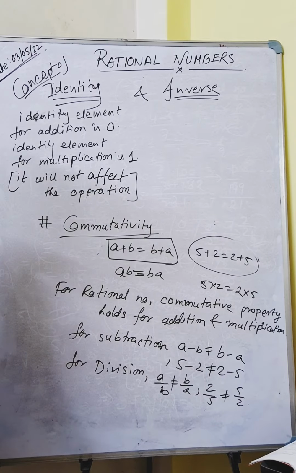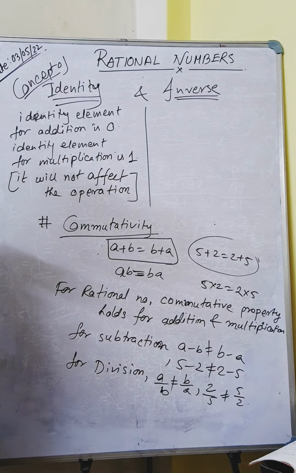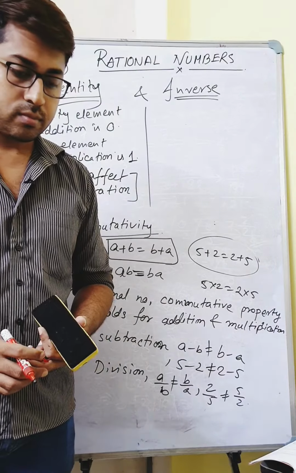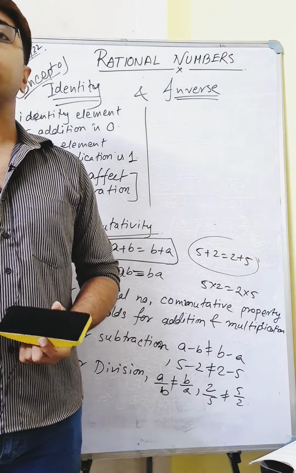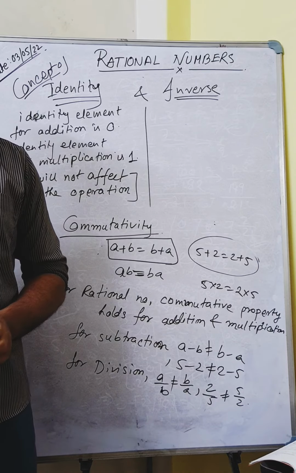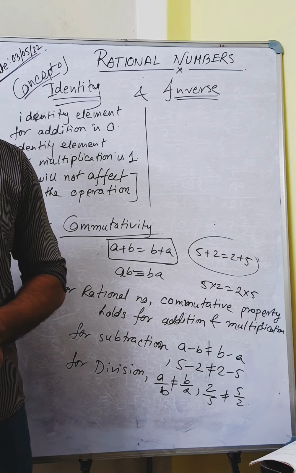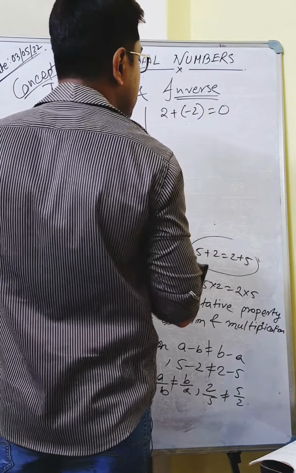Okay na? What is meant by inverse? Inverse means, suppose I am saying that, what number we have to add with 2 so that 0 will come? 2 এর সাথে কত অ্যাড করলে 0 আসবে? 2 এর সাথে -2 অ্যাড করলে 0 আসবে. That means 2 plus -2 it will be 0.